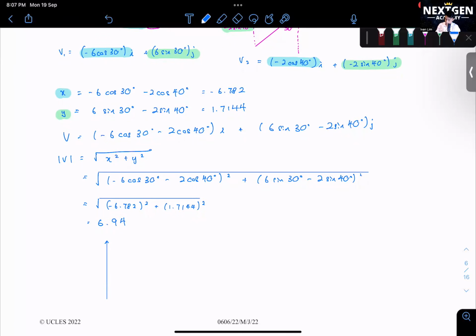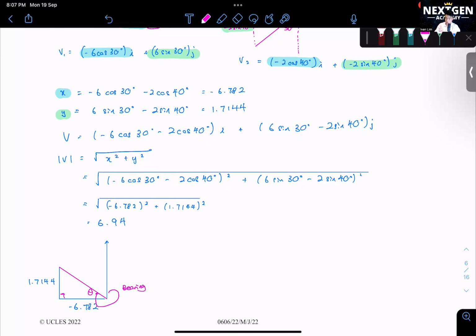So over here, we know that the x direction is negative 6.782, and my y direction is positive 1.7144. This is my bearing, that means this whole thing from here all the way until here. But I want to find this small angle here first, this theta, or this alpha.